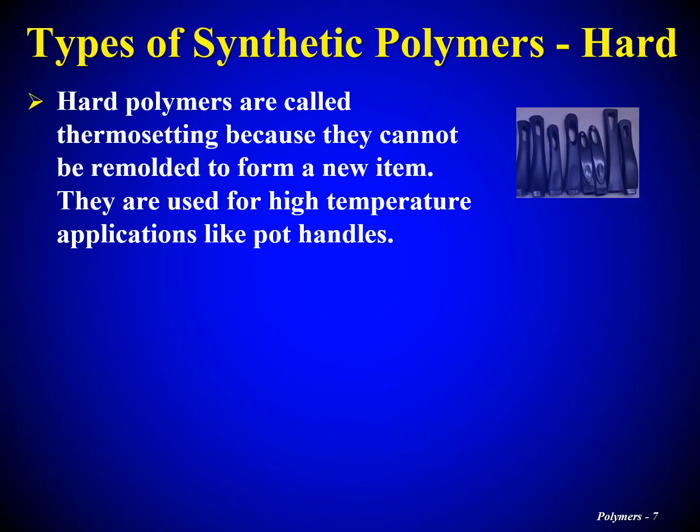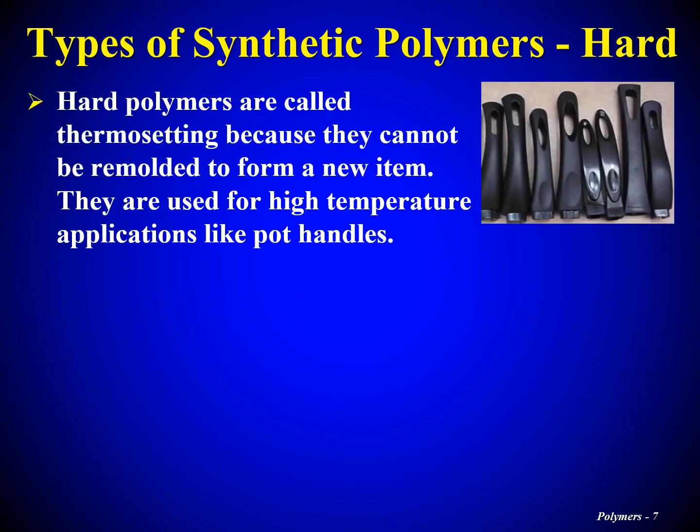Hard plastics are the second category of polymers. They are called thermosetting plastics because once they are formed, they cannot be remolded to form a new item. Consequently, they are mainly used for high-temperature applications like handles for pots and pans.